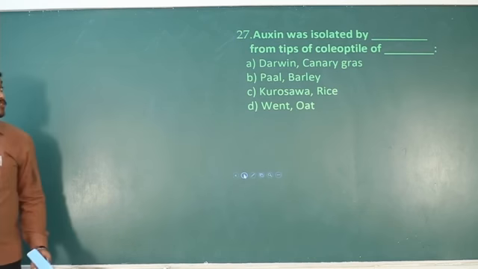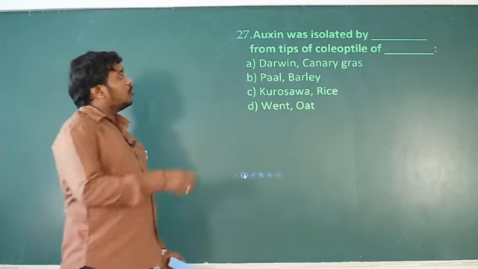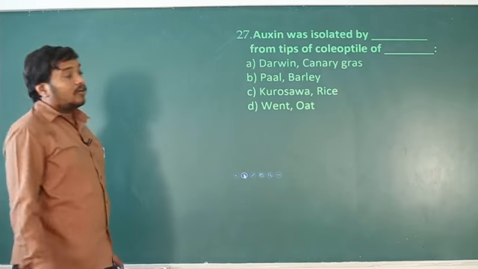So auxin was isolated by dash from tips of coleoptile of which plant? Okay, so it is called a bioassay.